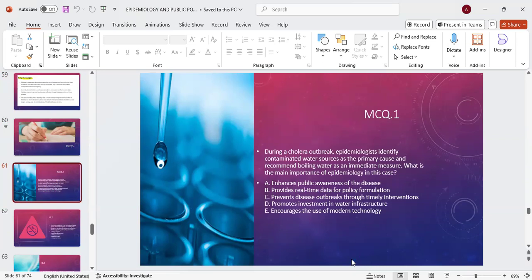Option A, enhance public awareness of the disease. Option B, provide real-time data for policy formulation. Option C, prevent disease outbreaks through timely interventions. Option D, promote investment in water infrastructure. Option E, encourage the use of modern technology. C is the right answer.